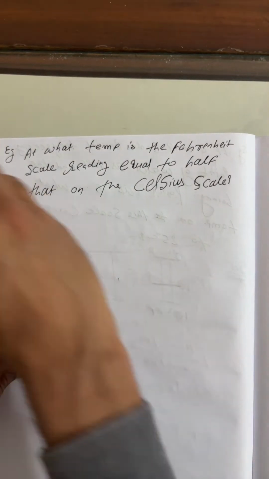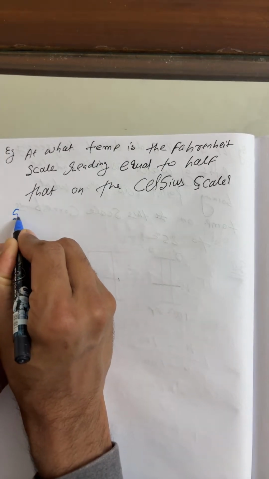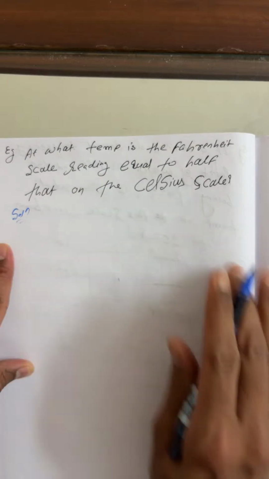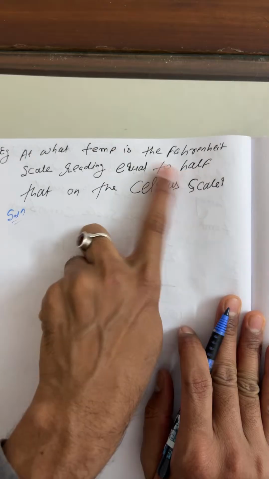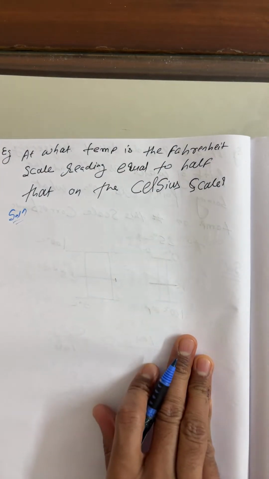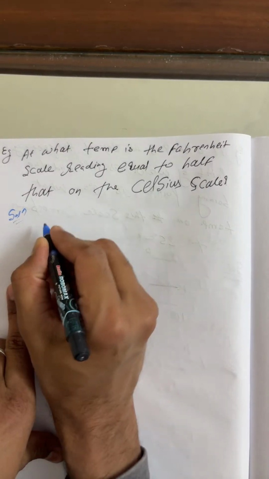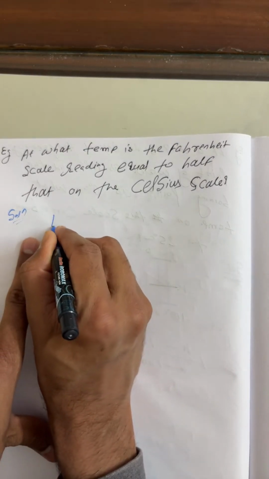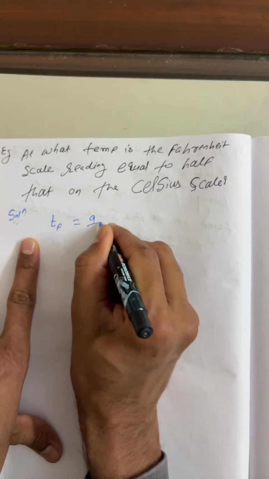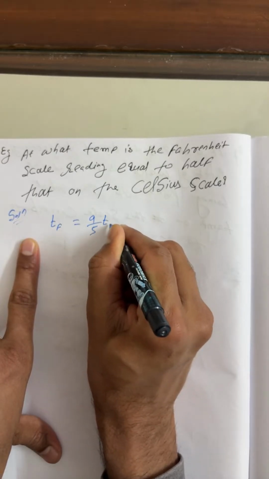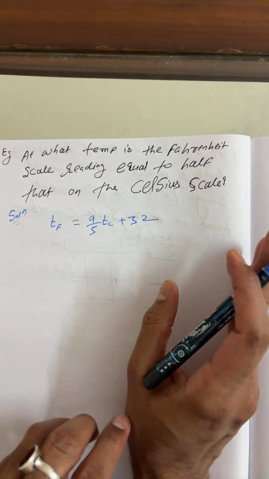Yes, beta, have a look here. What does the question say? At what temperature is the Fahrenheit scale reading equal to half that on the Celsius scale? Bacha, I hope all of you remember this conversion: temperature in Fahrenheit is equal to 9 by 5 times temperature in degrees Celsius plus 32. I hope all of you remember.